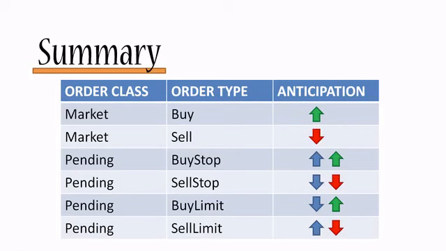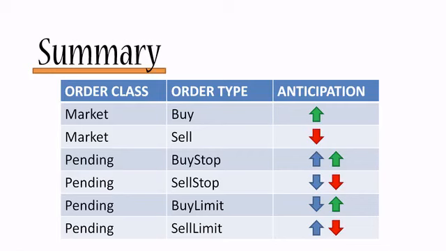And to sum up, we've got our different order classes, different order types, and anticipated market movements. So the first two are the market orders. They're the buy and the sell. For buy, we would enter into a buy when we anticipate an upward movement, into a sell when we anticipate a downward trend. And then for pending orders, we would open a buy stop order when we think the market will go up, and then it will continue going up.